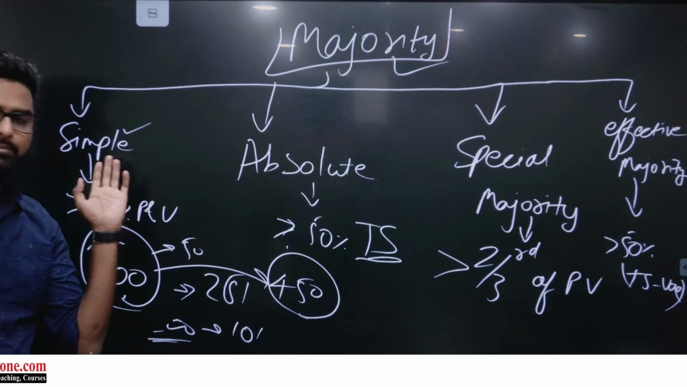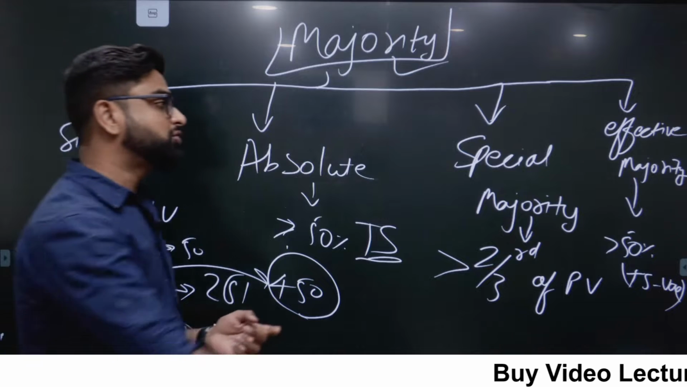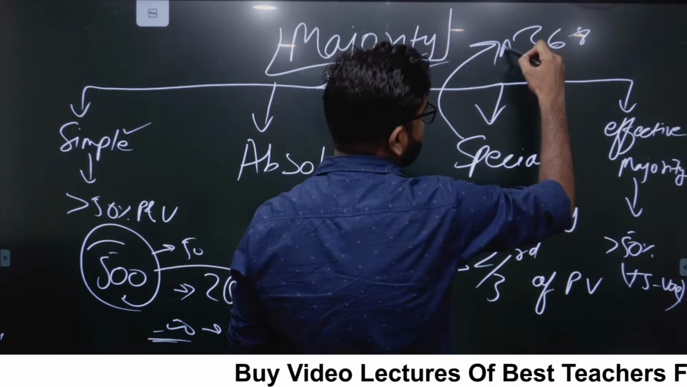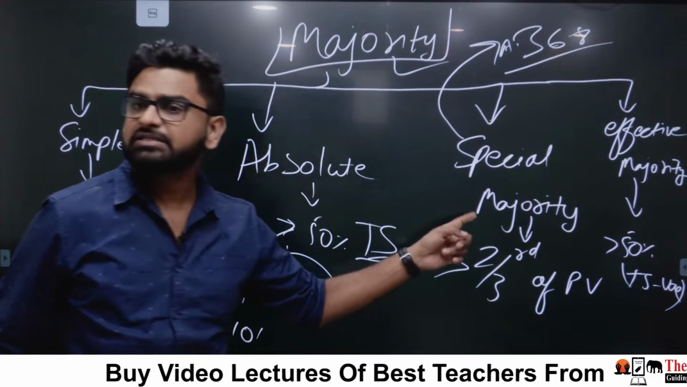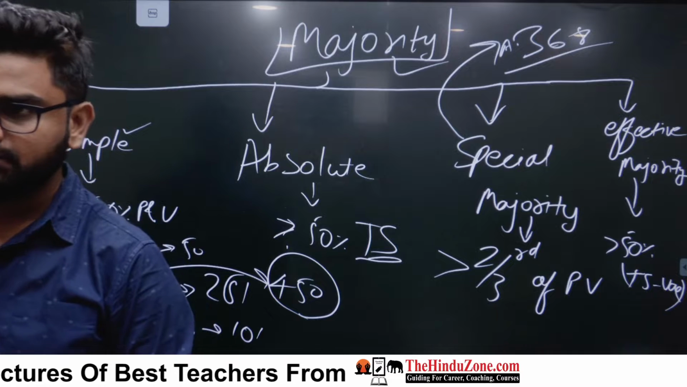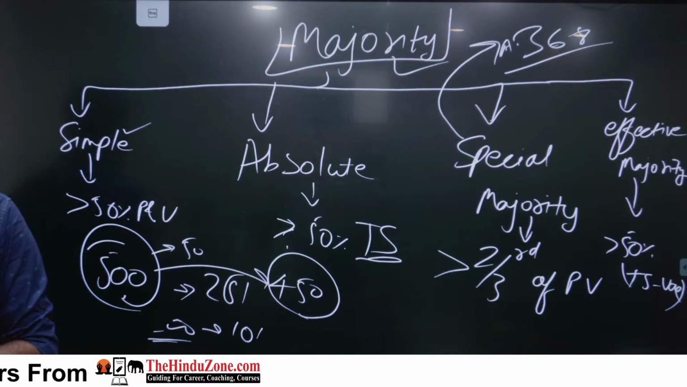Most of the bills are simple. Some bills require absolute. Some amendments in the constitution, we will discuss that in detail, Article 368. That article requires amendment under special majority. And effective majority, I told you, is for removal of the speaker and all. Is it clear? These are different kinds of majority. This much is clear.